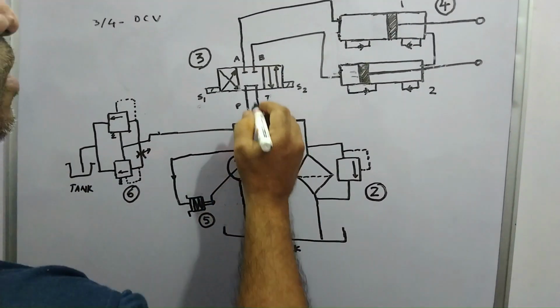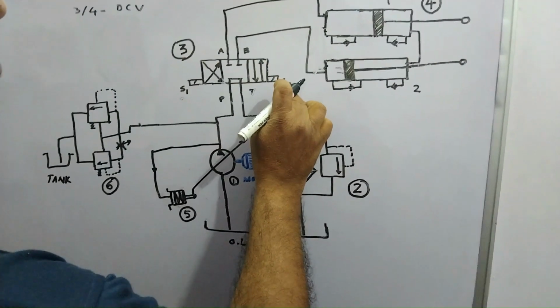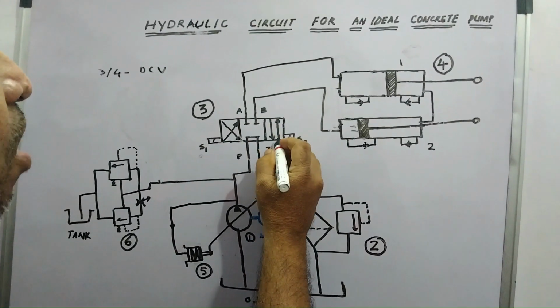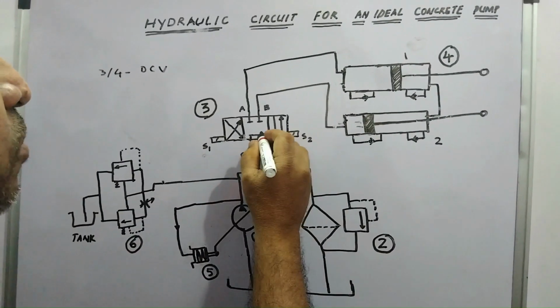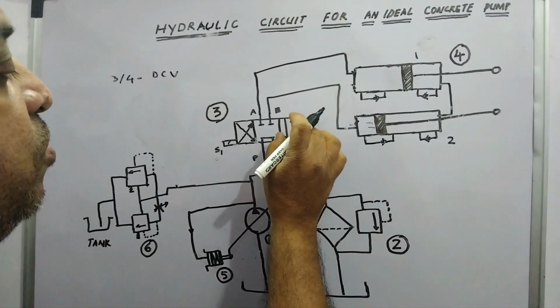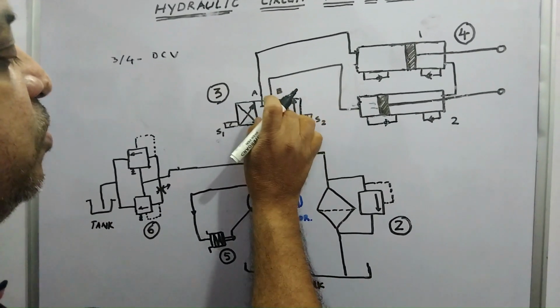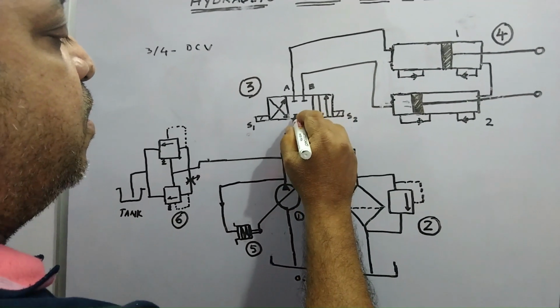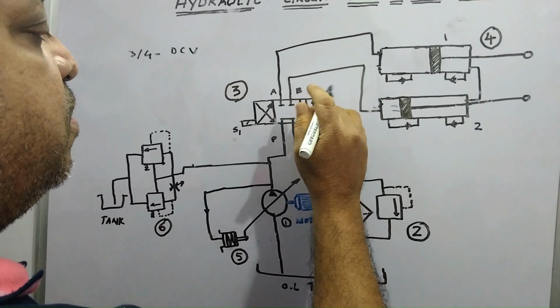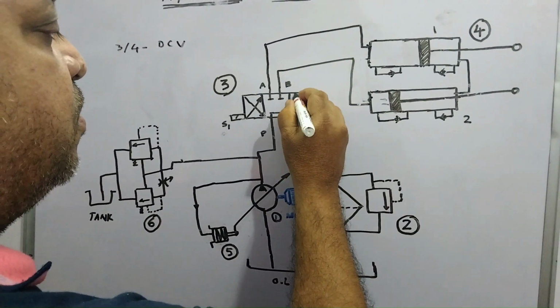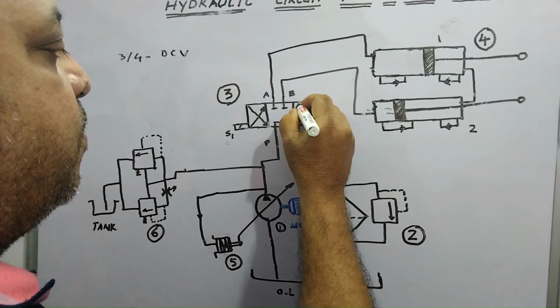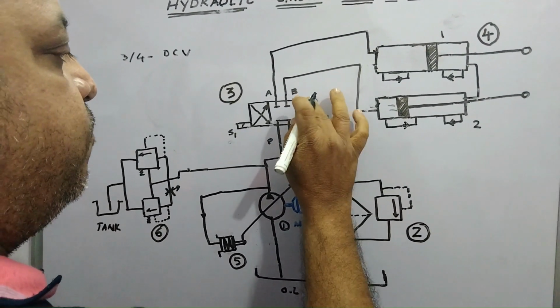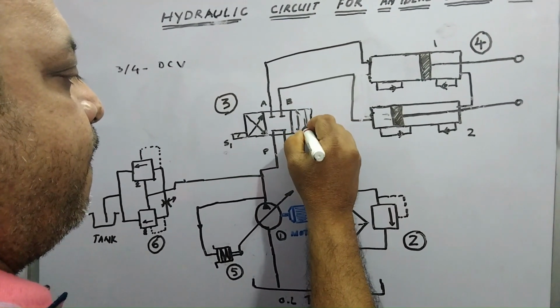The second condition: if we operate solenoid 2, it will take the second position, this position. Here it comes out, and the pump oil will directly go like this. See, it will go like this here. This is like this, sorry, and this will be like this.